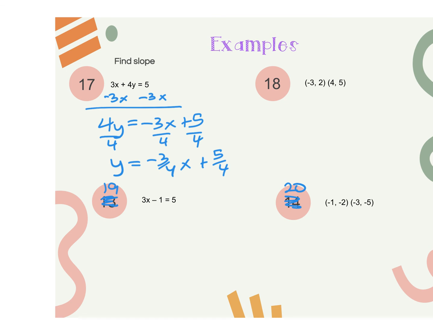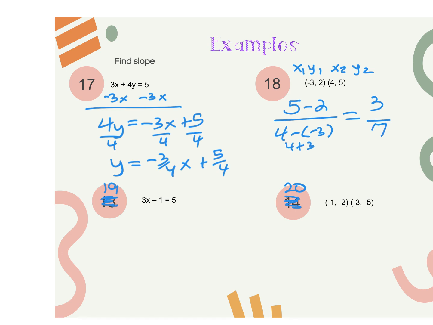18, I'm going to do the slope formula. Y2 minus y1. So again, label them. It doesn't matter. You get the same answer even if you flip-flopped it. 5 minus 2, 4 minus negative 3. Be very careful with your integers. You got to do a keep flip change here. So that's how I got 7.